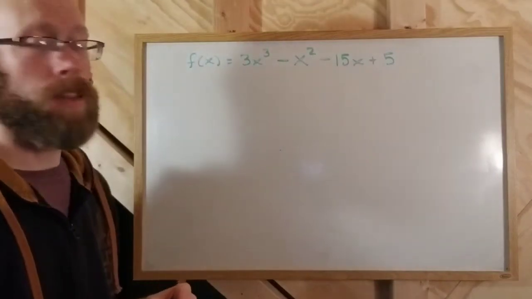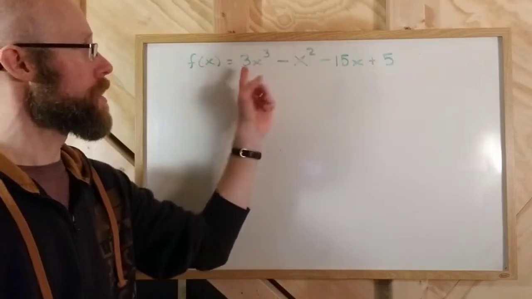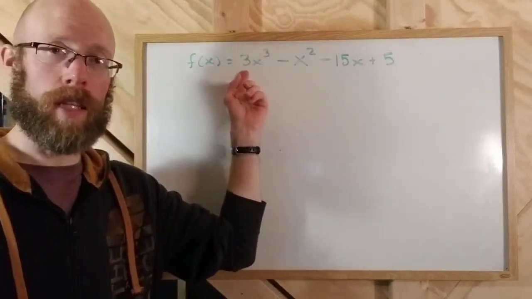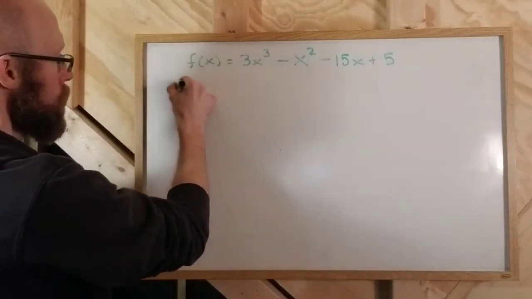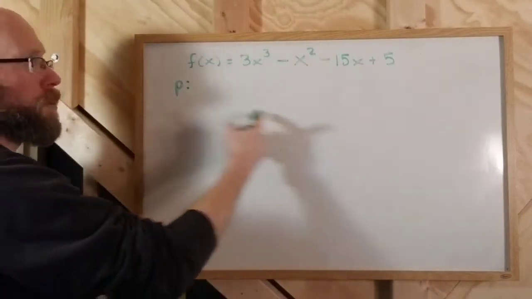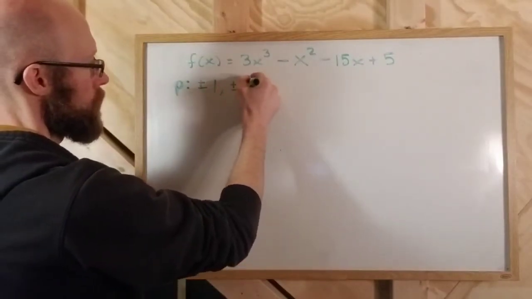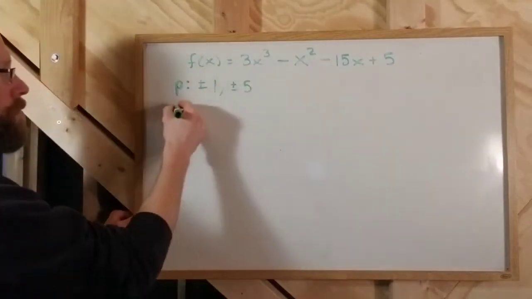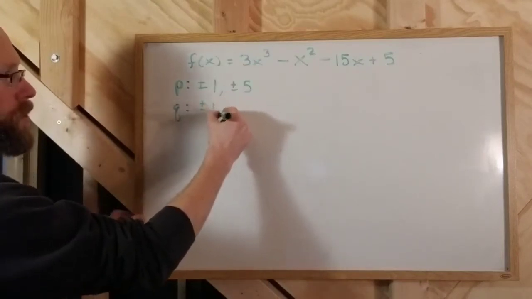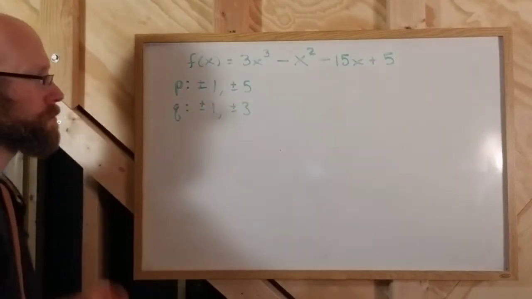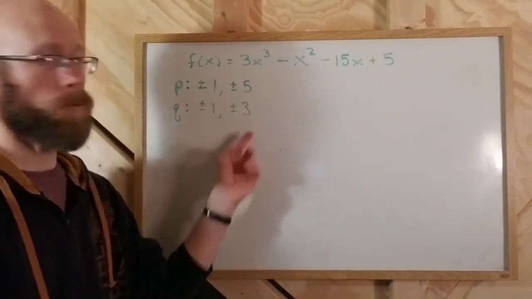And I can find the possible rational zeros by taking factors of the constant, dividing them by factors of the leading coefficient. Okay, so I'm going to look for my p's, which again are the numerators on the rational zeros. Those come from the factors of the constant, and my q's come from factors of the leading coefficient. Now, it's a much smaller list than what we've been seeing: 1 and 5, and 1 and 3.